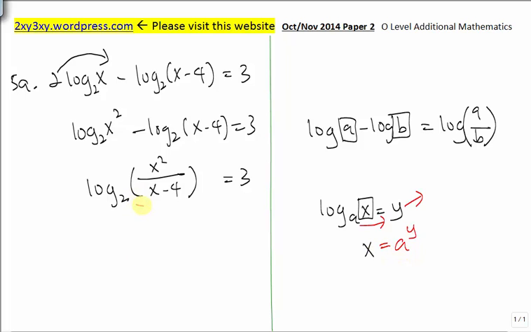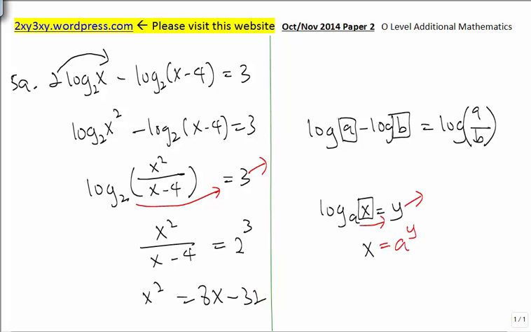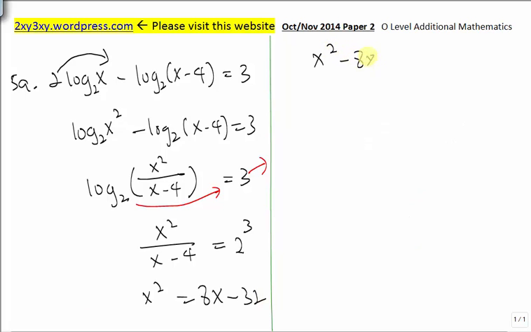So now here we copy down this expression and we follow the arrow to move the base into here, and this will be the power of 2. Now we solve for the equation, 8 times x, 8 times 4. This will give us a quadratic equation that cannot be factorized. Let's solve using the quadratic formula.